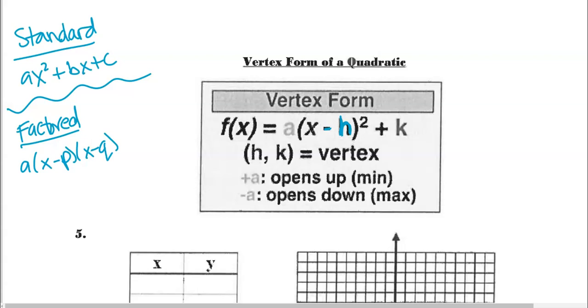Your a value out front still tells you if it opens up or down. So if you have a positive out front, it'll open up. A negative out front, it'll open down. All right? So if we are given the vertex, that means we're given the axis of symmetry, right? It's going to be x equals h for the axis of symmetry. If we already know what the vertex is, then we know what line cuts it in half.